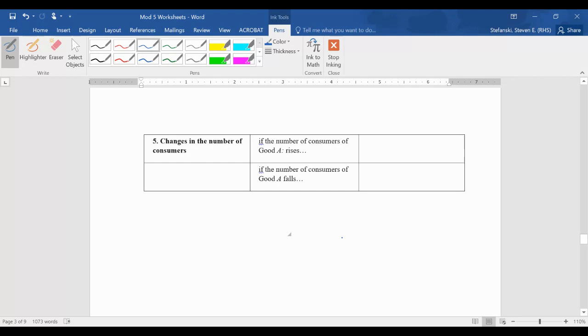Number 5, change in the number of consumers. If the number of consumers rises, you will see an increase in demand for A. And if the number of consumers falls, you'll see a decrease.